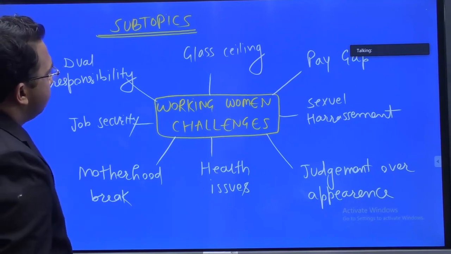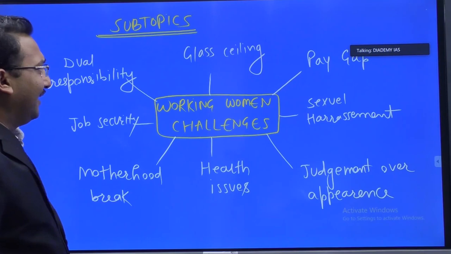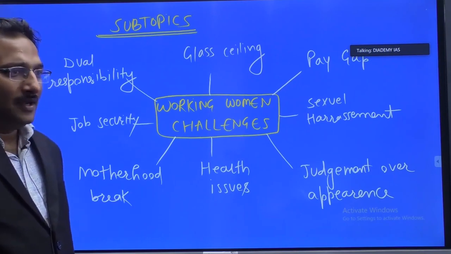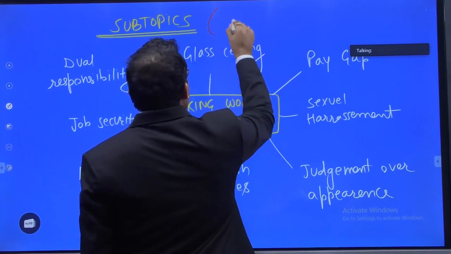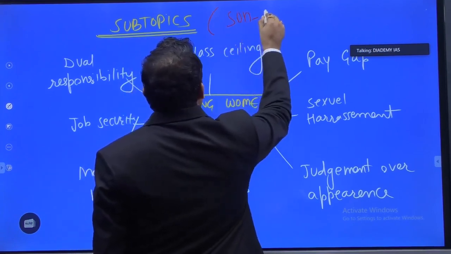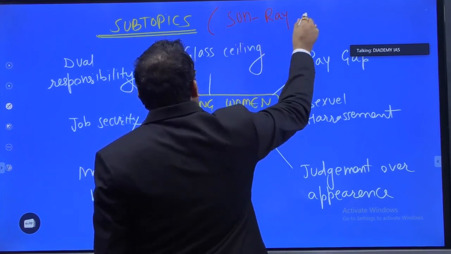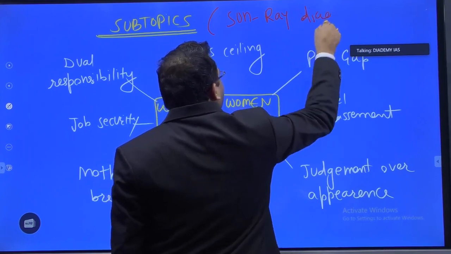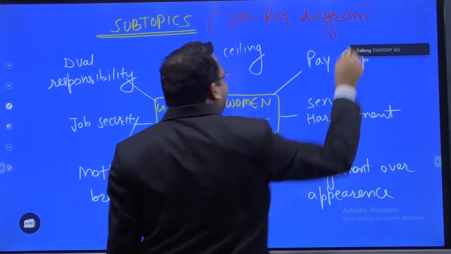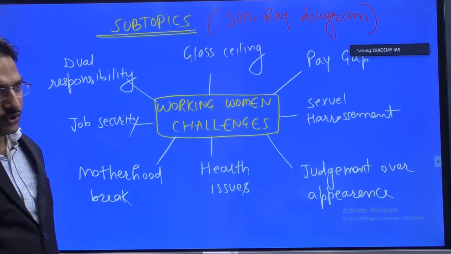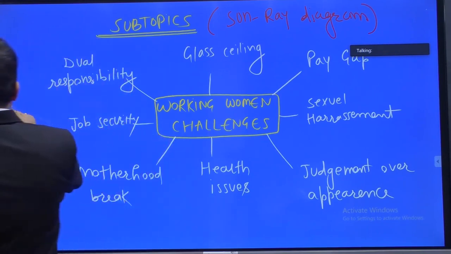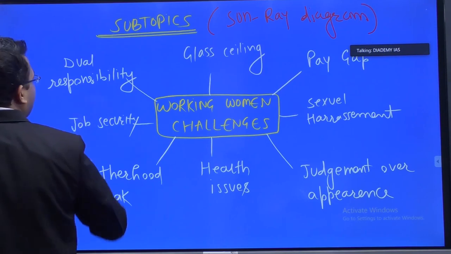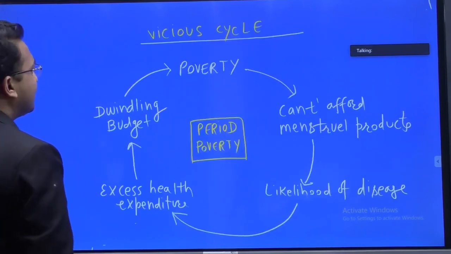Subtopics, suppose you are writing about the challenges with respect to working women, you can make one of these Sunday diagram. This is called Sunday diagram. Very, very famous. Very, very overused, I will say. Very, very common. So many people are using it, but still you can use it because it is a good one, right? Vicious cycle.